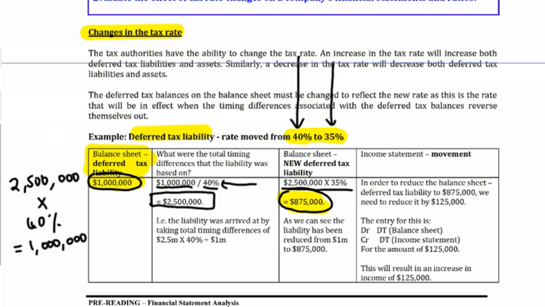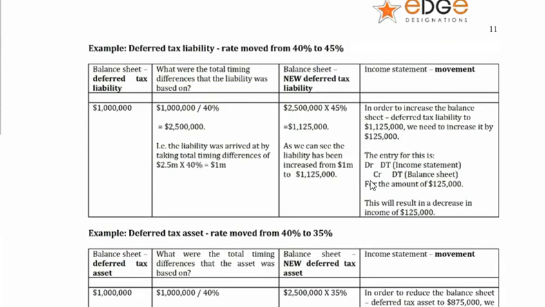And there's your 875. Okay, and in fact what's interesting is that as my liability goes down, we need to reduce it then from $1 million to 875. We in fact create a little bit of income over there of $125,000, and we say thank you to the tax man for giving us that tax break.